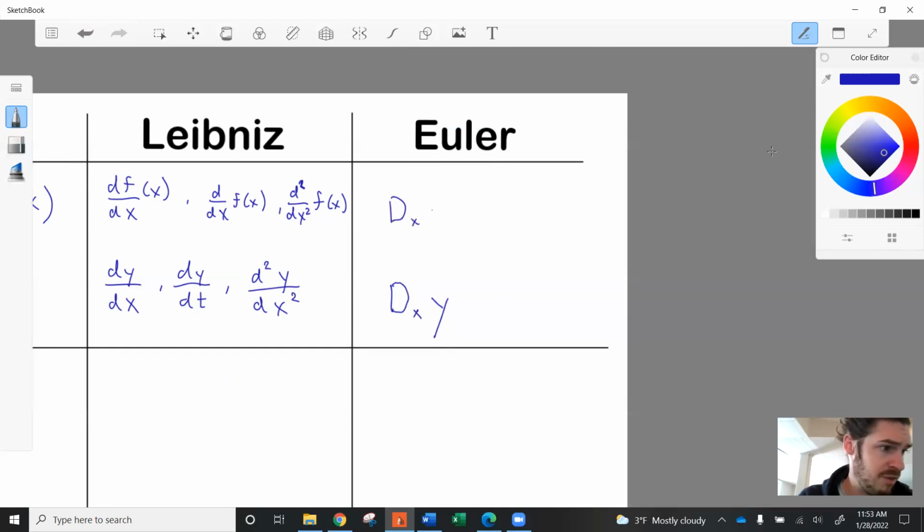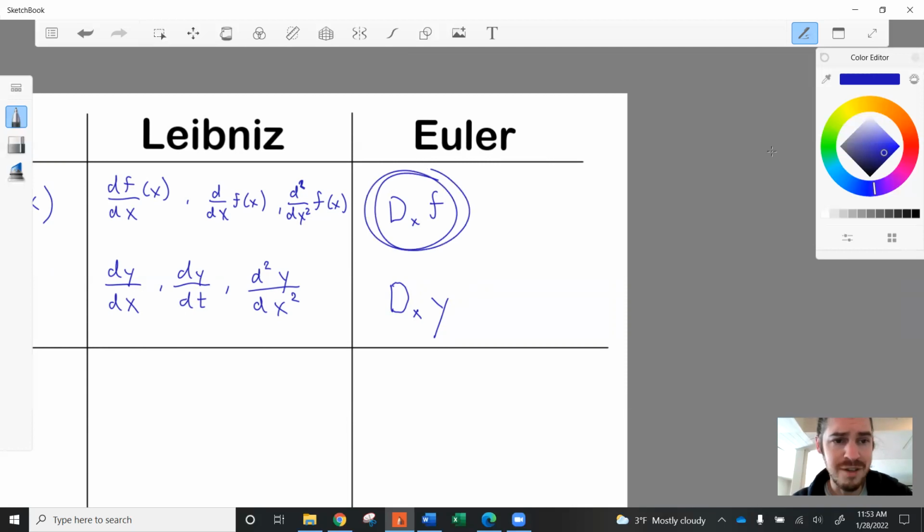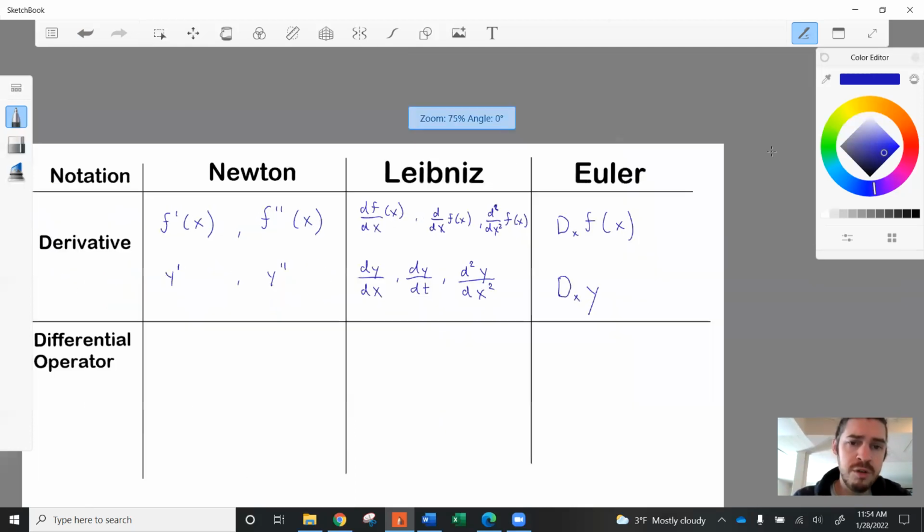Or derivative with respect to x of f. And then that whole thing is the name of the function. It's equivalent to f prime. So you can say of x if you want to specify what its input is, right? Or you want to write it as a function. So those are the three notations.